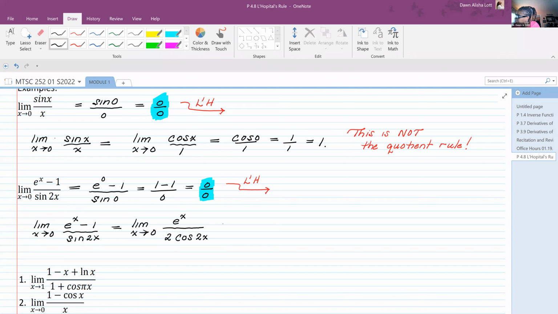All right, so now I can evaluate this. I get e to the 0 divided by 2 times the cosine of 0. Well, e to the 0 is 1. 2 times the cosine of 0 is 1. So this answer is 1/2.